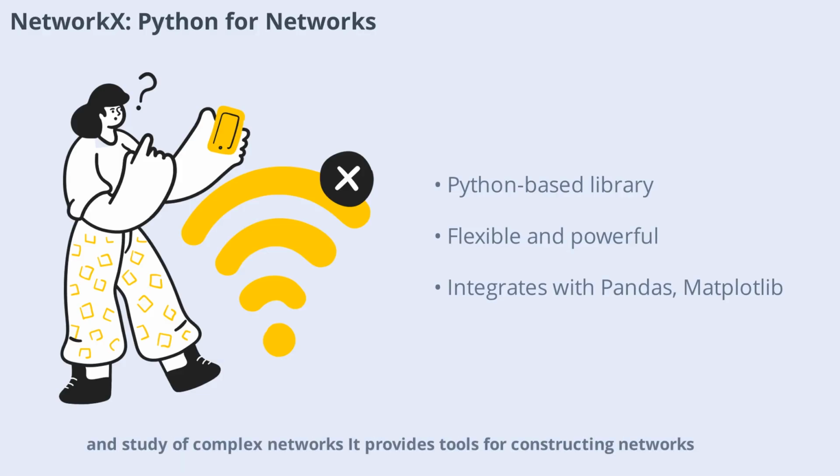NetworkX is a powerful Python library for the creation, manipulation, and study of complex networks. It provides tools for constructing networks, calculating metrics, and visualizing results. NetworkX is highly flexible, making it a favorite among computational biologists and data scientists. Its integration with other Python libraries such as Pandas and Matplotlib allows for seamless data analysis and visualization workflow.